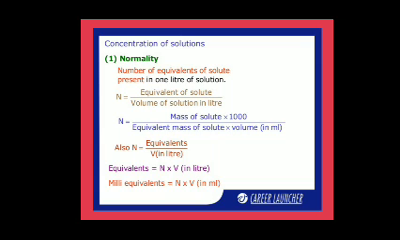Normality is equal to number of equivalents of solute present in 1 liter of solution. N is equal to equivalents of solute by volume of solution in liters. Therefore, N is equal to mass of solute into 1000 by equivalent mass of solute into volume of solution in milliliters. Also, N is equal to equivalents by V in liters. Equivalents is equal to N into V in liters. Milliequivalents is equal to N into V in milliliters.